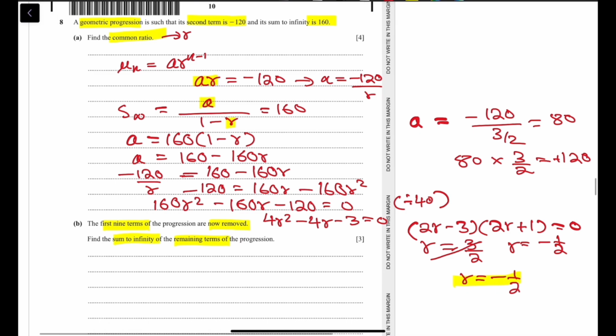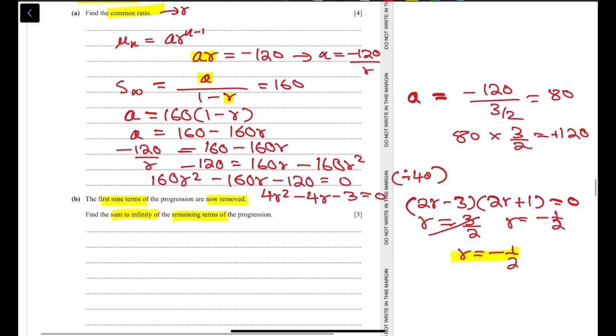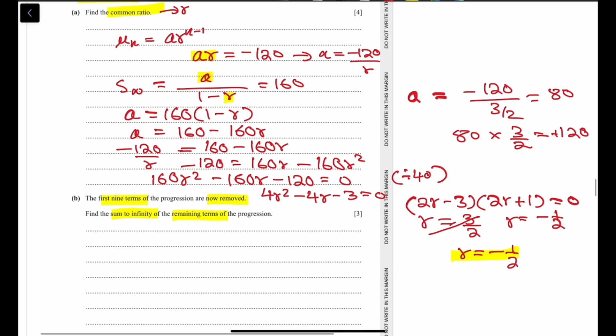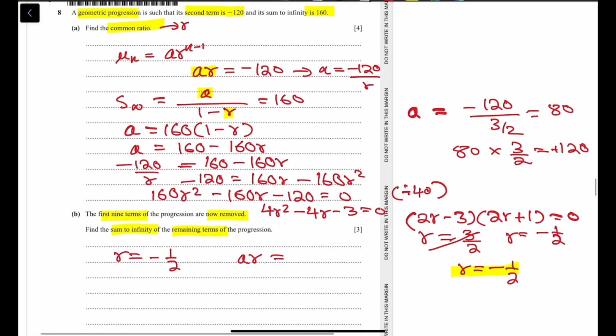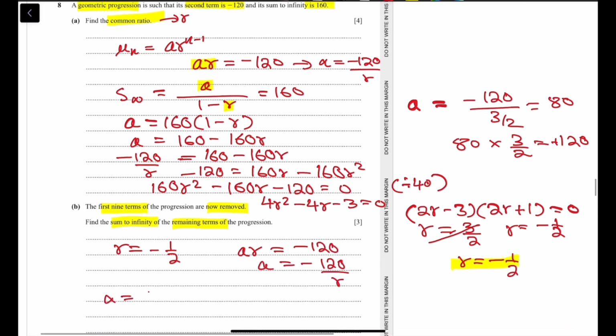So, we're going to have a new first term. Now, originally, our first term was, well, we didn't calculate it actually, but let's do that now. So, our r is negative a half. Our second term, so our ar equals, it was negative 120. Our a equals negative 120 divided by r. Our a equals negative 120 divided by negative a half, which equals 240.